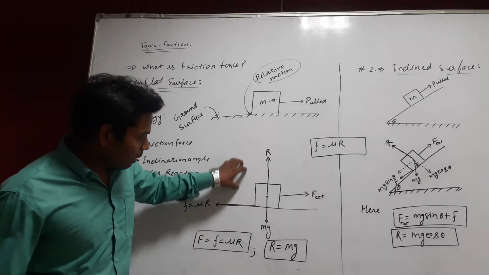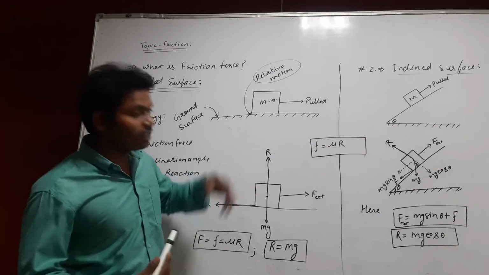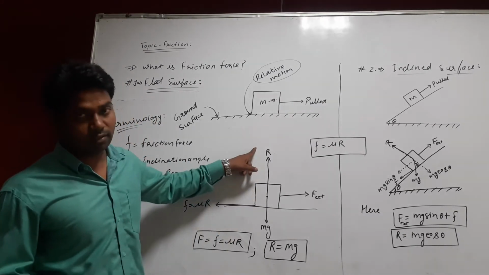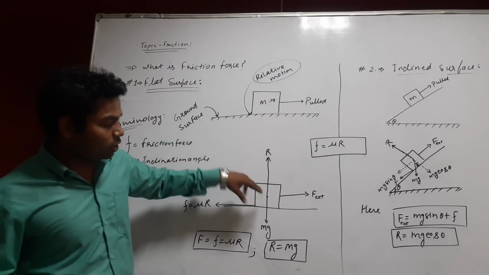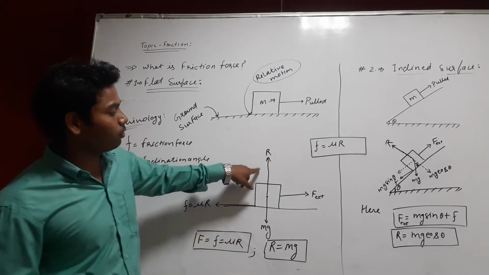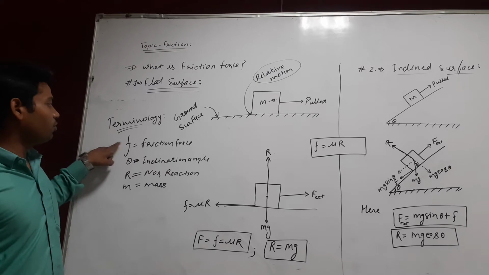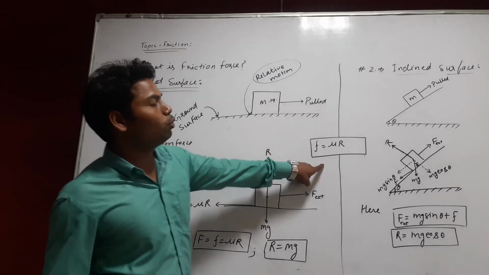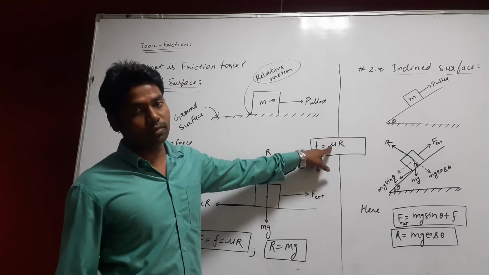As the box is kept on the surface, it also has a reaction force in this direction. The box is pushing the surface, so the surface gives a reaction force, that is R. As you can see in the terminology, F is the friction force, equal to mu into R. Basically this is the formula for the friction force.